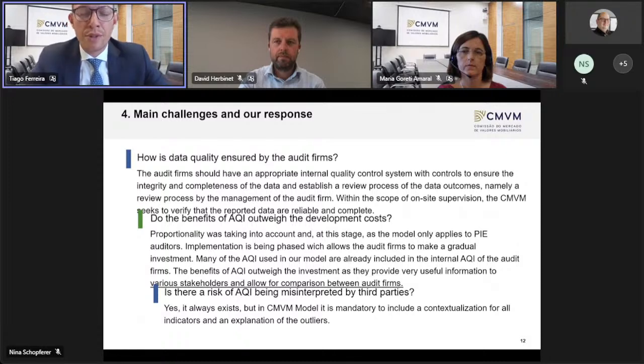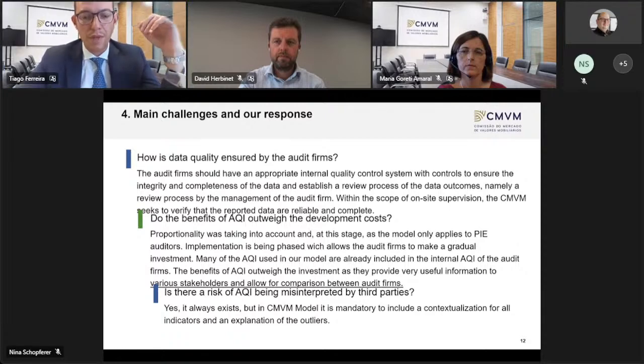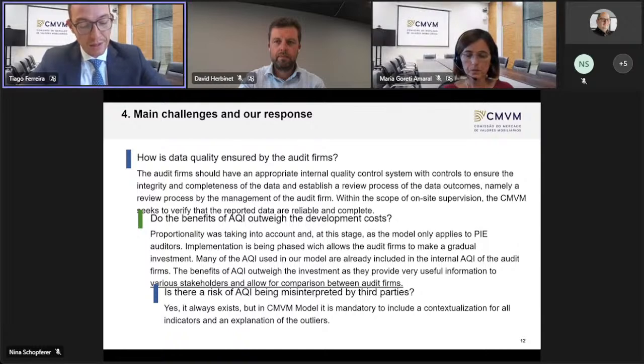First of all, and this is a frequent question, is how is data quality assured by the audit firms? This is a risk that we debated and discussed, and we understand that it's critical that the firms implement appropriate internal quality controls. During this process, we discussed with audit firms which kind of controls were implemented and guaranteed that there is a review process at the top level. Of course, during our supervision, we try to collect information to check that the data reported to CMVM are complete and accurate.